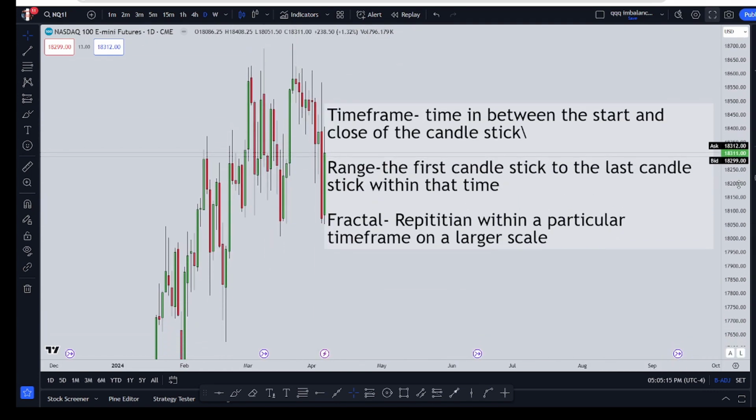Ranges. Now we have ranges. Ranges is what I discussed before. This takes a little bit of math and just understanding of what a range is. A range is basically the first candlestick to the last candlestick within that time frame. As we discussed before, the trading and charts move within time frames.